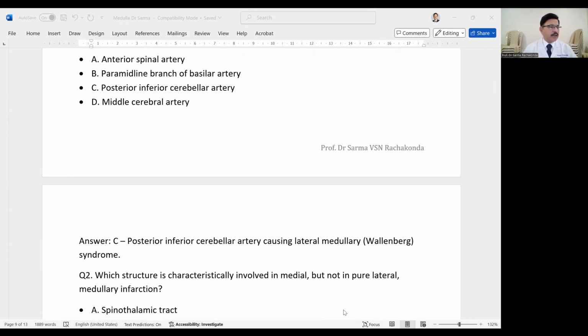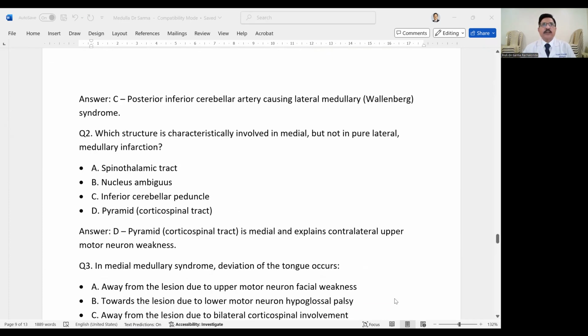Now, I am giving you another case. Which structure is characteristically involved in medial but not in pure lateral medullary infarction? Characteristically involved: the pyramid. Medial medullary syndrome classically involves the pyramid. Why not the spinothalamic tract? Why not the nucleus? That's more upper and medial. And the inferior cerebellar peduncle is much more lateral. Okay, the pyramid is the medial one. The answer must be D.